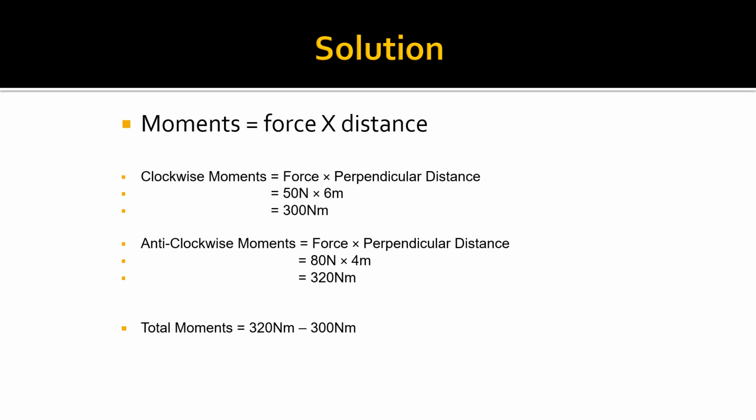To find what the system is actually doing, or the total moment of the system, we would need to find the difference between both moments. And so we'd have 320 Newton meters minus 300 Newton meters. That would result in 20 Newton meters in the anti-clockwise direction, since that moment was greater than the clockwise moment.